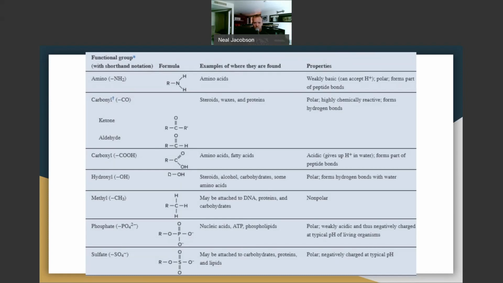Hydroxyl is a M4 carbene attached to just an OH group. And so usually if we see this OH group, it gives it the function of an alcohol or a steroid, okay? Some amino acids also have that attached to them.